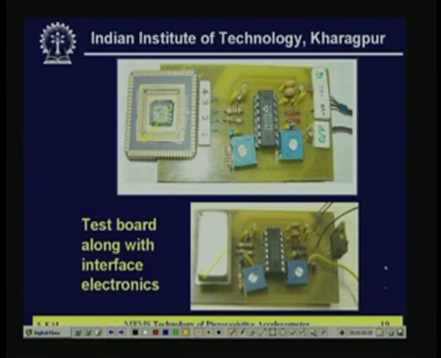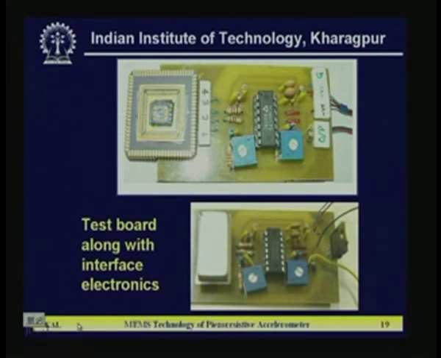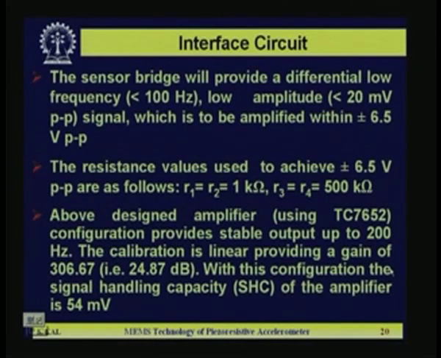And if you go to the next stage, then you can see the sensor bridge will provide a differential low frequency, less than 100 hertz, low amplitude, less than 20 millivolt signal, which is to be amplified within plus minus 6.5 volt peak to peak. The resistance values used to achieve plus minus 6.5 volt are R1, R2 equal to 1 kilo ohm and R3, R4 equal to 500 kilo ohms. The above designed amplifier using TC7652 configuration provides stable output up to 200 hertz.